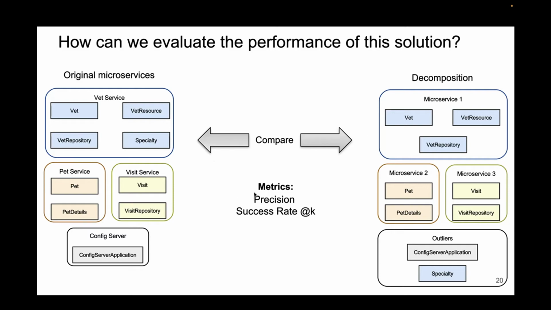So we defined a couple of metrics called precision and success rate at k. Precision is defined as the mean percentage of correctly identified classes divided by the number of classes in each microservice. Success rate, on the other hand, is based on the precision metric, but calculates the percentage of successfully retrieved microservices instead.